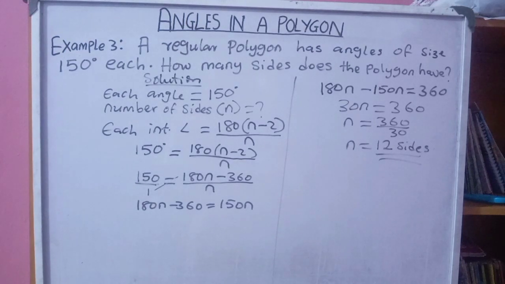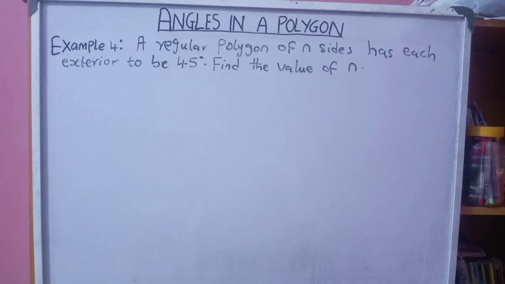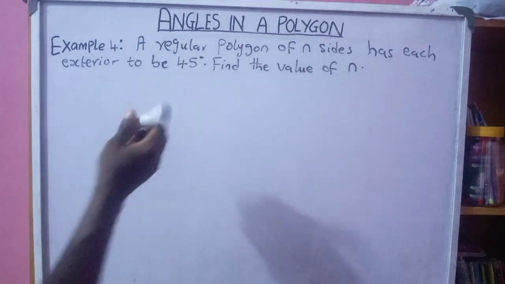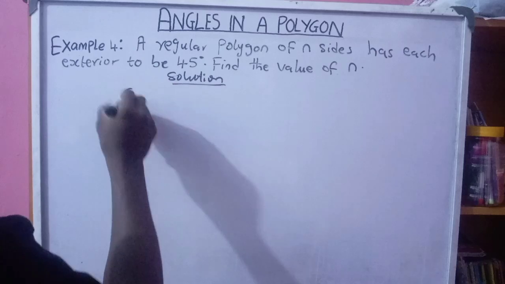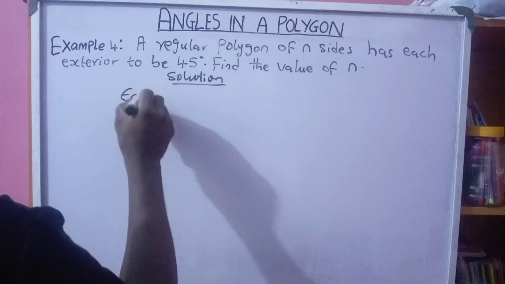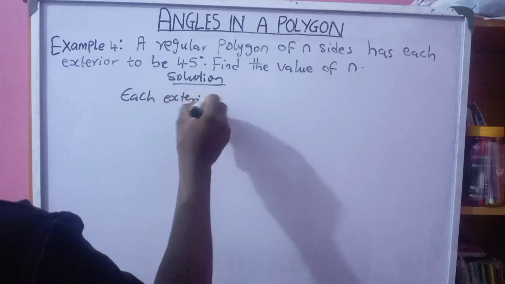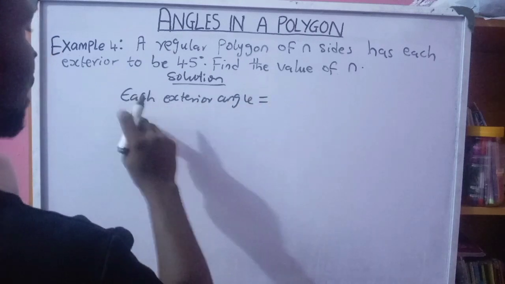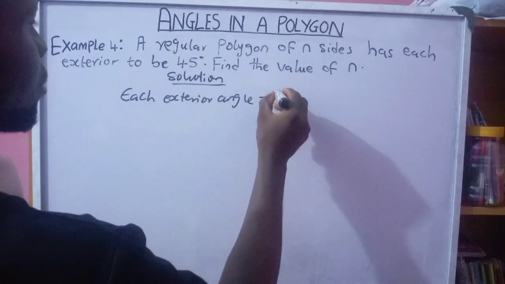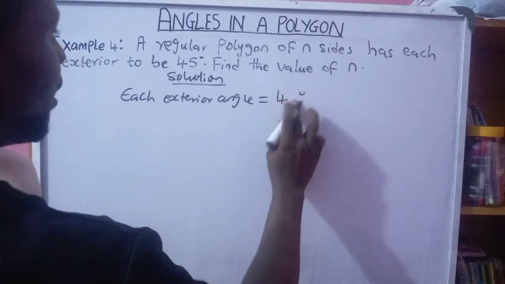That's example 4. Example 4 question says, a regular polygon of n sides has each exterior angle to be 45 degrees. Find the value of n. This is a why question. Now, how do we approach this particular one? Solution. They gave us each exterior angle. Remember the previous one we saw was each interior angle. Now this time around, each exterior angle is given to us as 45 degrees.